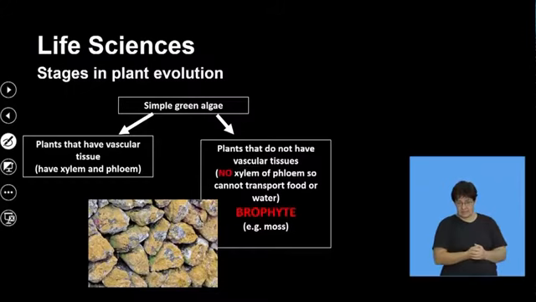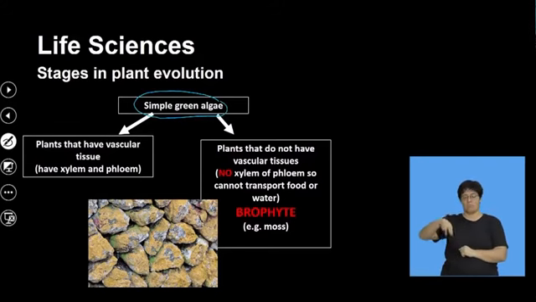Now, have a look at this. What we're looking at is as follows. We have this simple green algae, which is not a plant, it's a protist. But when we start with the plant kingdom, we divide it into 2 categories. There is the following: plants that have vascular tissue.